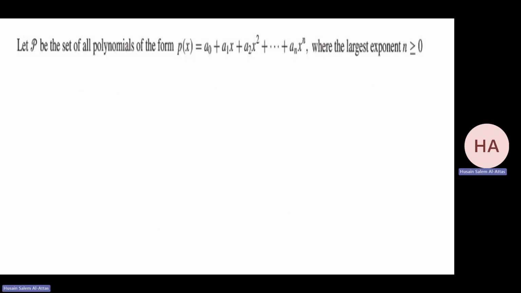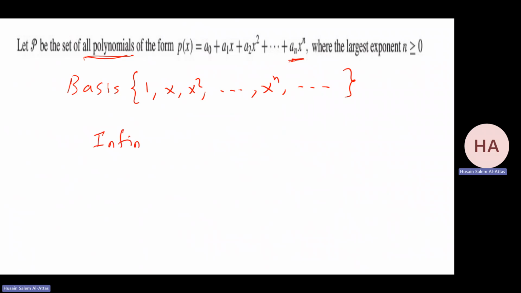Okay. Now this is the set of all polynomials, not with a fixed degree. It can be extended. So the basis will be what? 1, x, x squared, x to the power n, etc. So how many elements do I have? We have infinitely many elements. So they call it an infinite dimensional vector space. Okay.